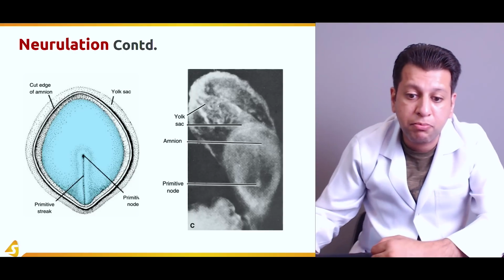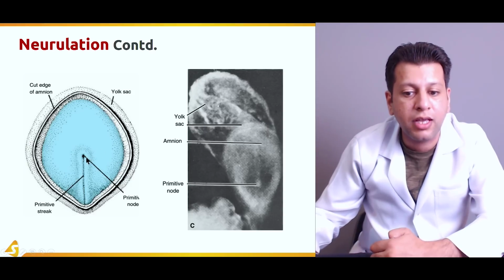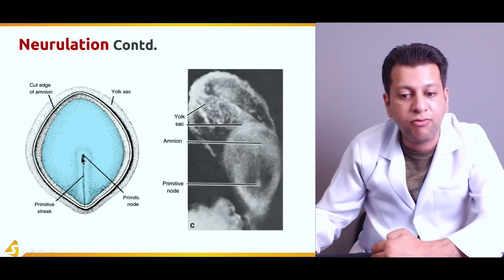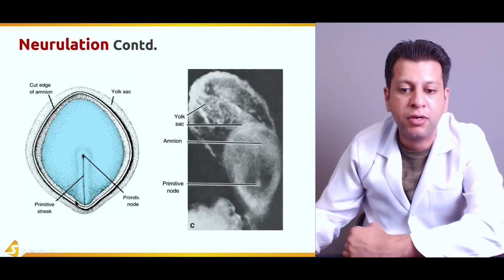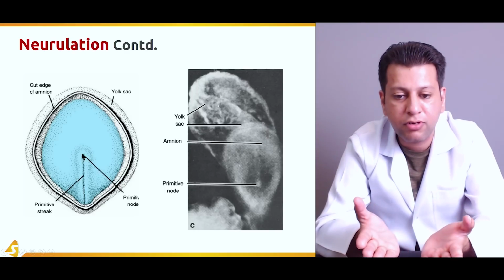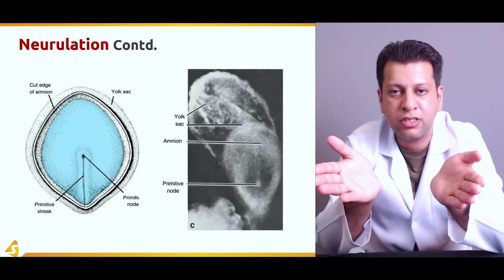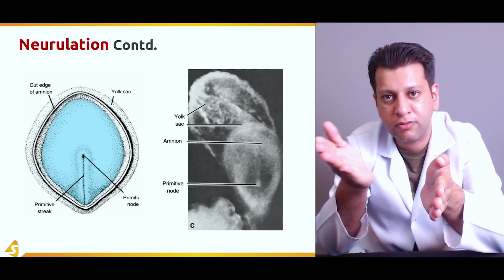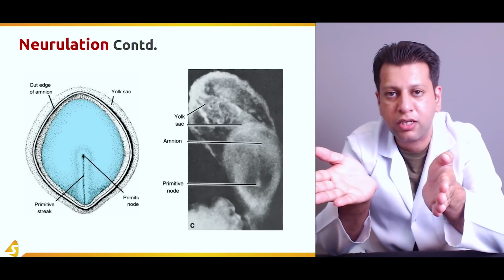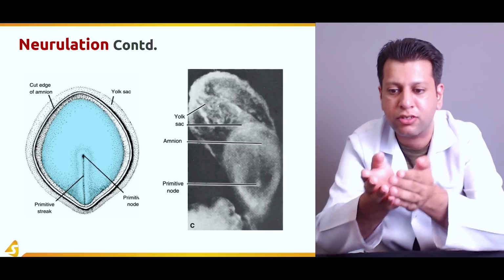So this is the first thing which starts to appear, a primitive node. The cells here start to divide actively and form a structure termed the primitive node. From here onwards, the primitive streak will be formed, and gradually the cells will continue to divide and arrange themselves in such a way that a ridge-like formation takes place, and inside it appears a groove-like structure.